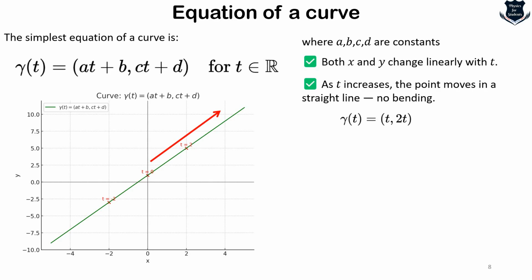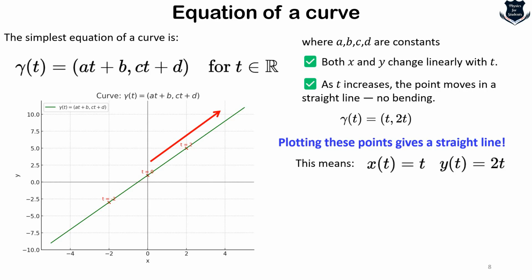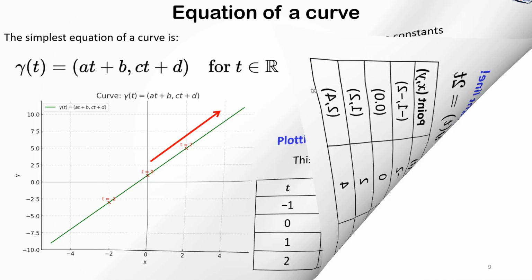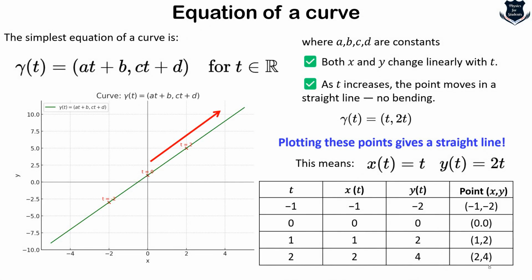Now, if I take gamma of t equals (t, 2t), if you plot it, it gives a straight line. So what does this mean? This means x of t equals t, and y of t would be equal to 2t. When t is -1, the point is (-1, -2). When t is 0, you get (0, 0); at 1, you get (1, 2); and at 2, you get (2, 4). This is pretty simple, it shows how you are actually drawing the curve.